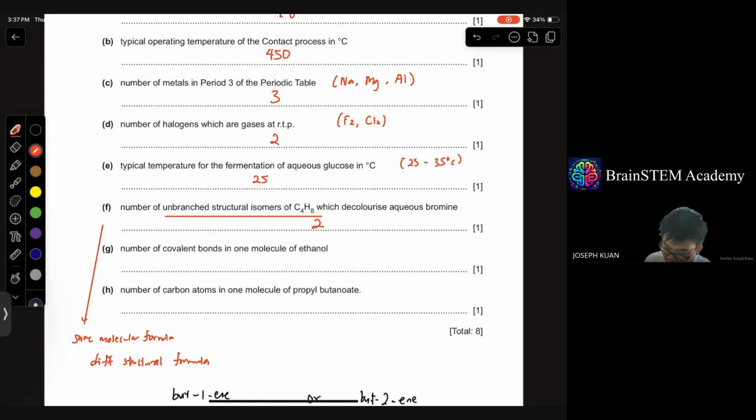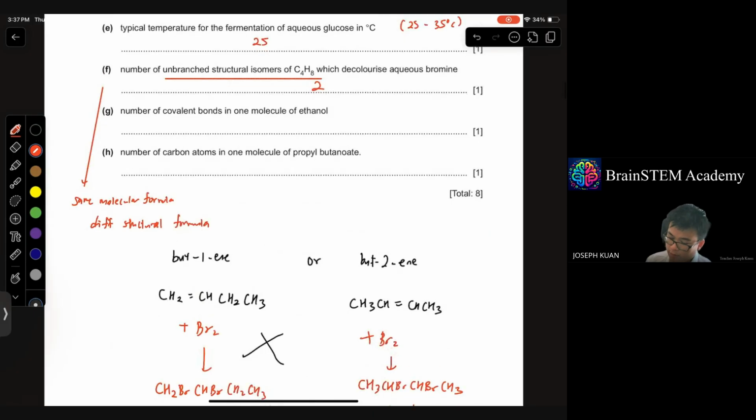Okay, next, number of covalent bonds in a molecule of ethanol. So first we can draw ethanol, and we can just count the number of lines, honestly. So this is how you draw ethanol. So there's 4 lines, and here 1, 2, 3, 4 lines. So in total there are 8 covalent bonds.